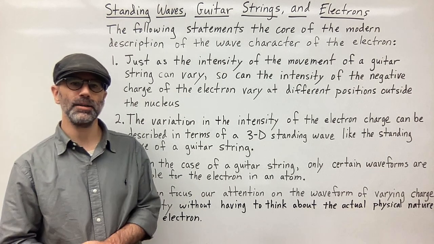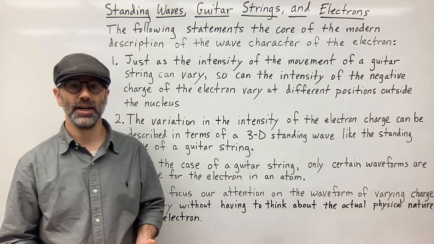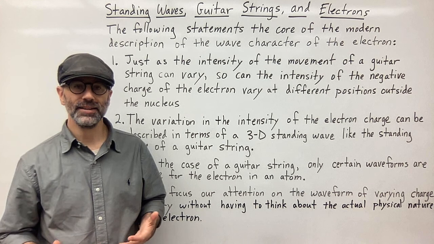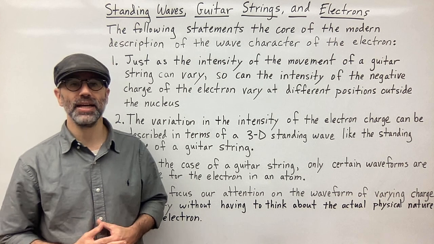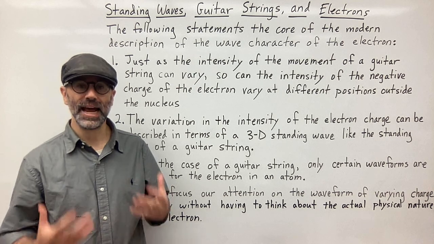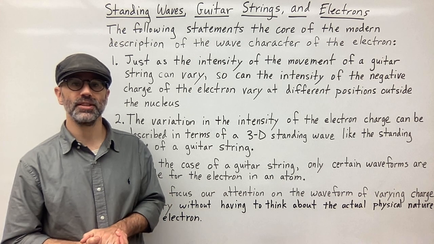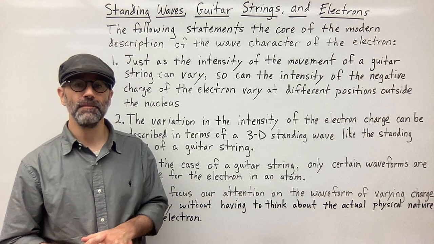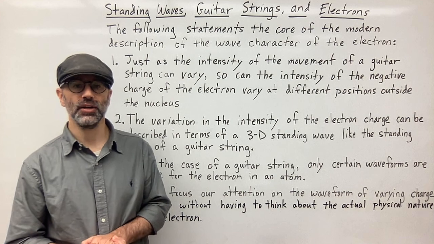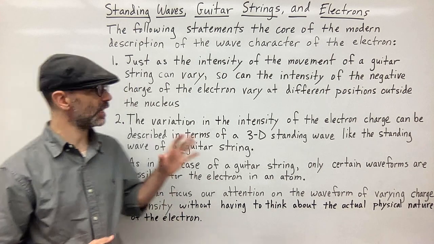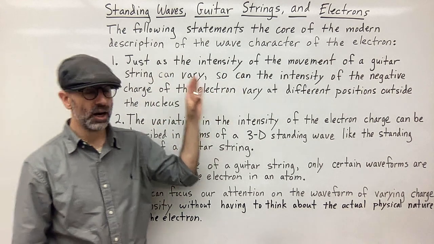Okay, so let's apply what we've learned about the standing wave and guitar strings to the electron in the atom. When we're looking at the electron in the atom, we view the electron as behaving like a standing wave. There are some descriptions of this character that are the core of modern atomic theory. So let's go over these particular descriptions.